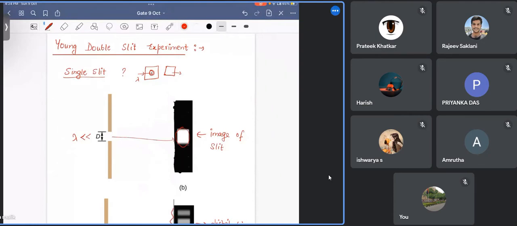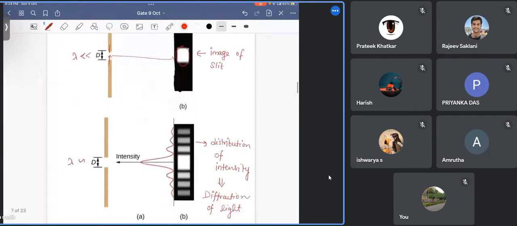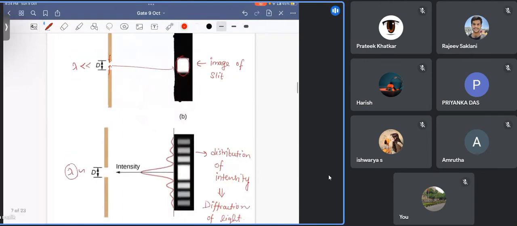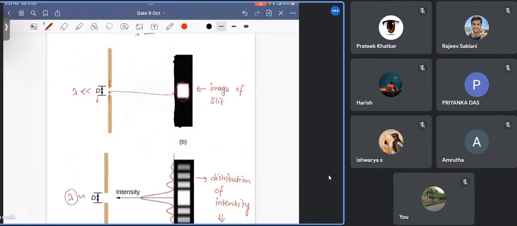But if you try to decrease the size of this slit such that it becomes of the order of the wavelength. Here the size is too large. For example, if your wavelength is 0.5 micron and the slit width is, let's say, 1 centimeter, you will see only the slit image on the back side.